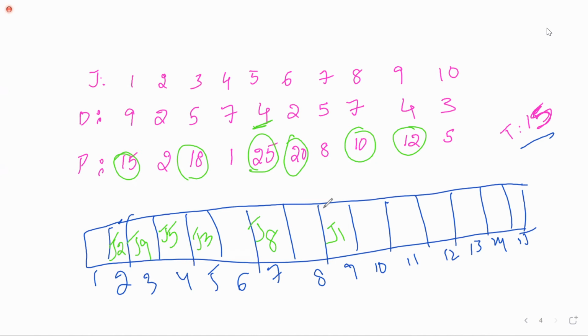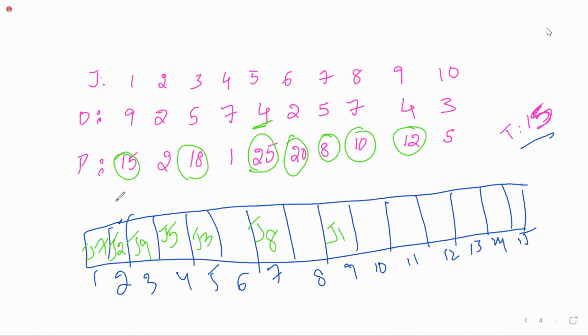Next, who is paying you the highest profit? Job 7. What is the job 7 deadline? 5. Check whether it is empty or not. No. Before one, no. Before one, no. So here it is empty. So here I'm executing job 7.